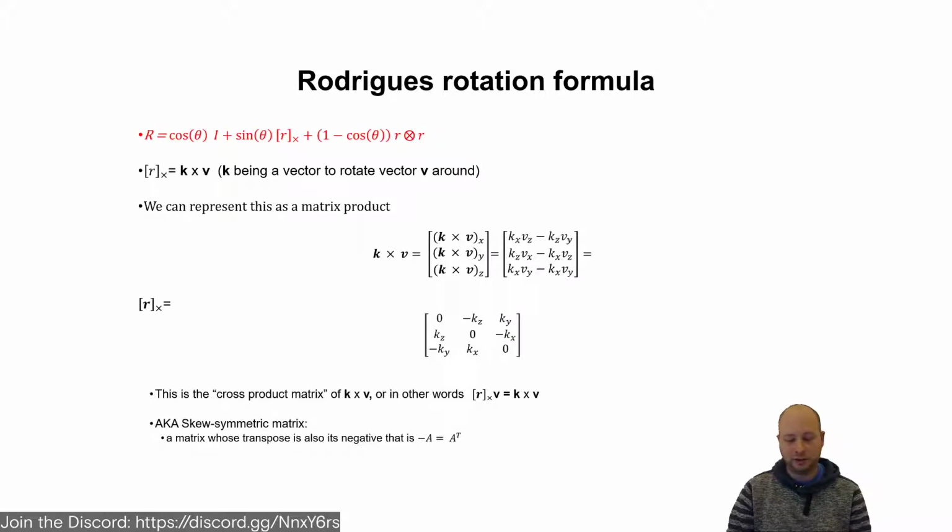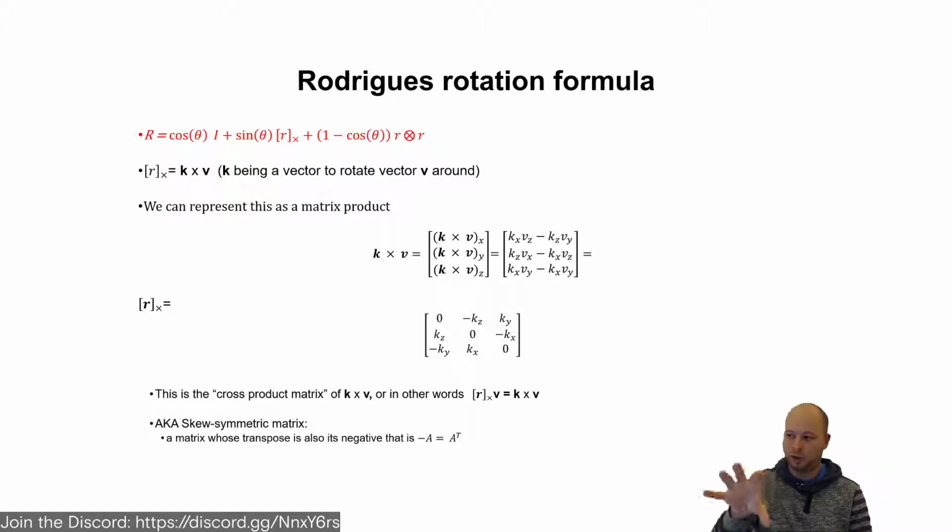And then to talk about what this cross product matrix looks like, the R bracket X is, imagine the cross product of K cross V. And so if you think about K cross V as the respective values in a vector, and then you look at it, it looks like, Kx Vz minus Kz Vy, and so on.